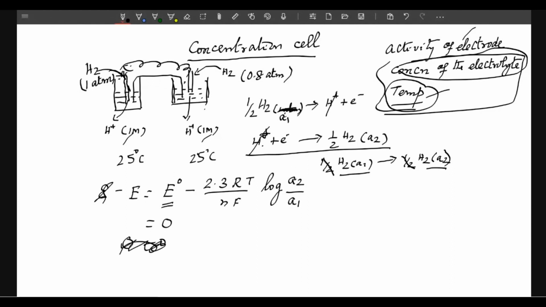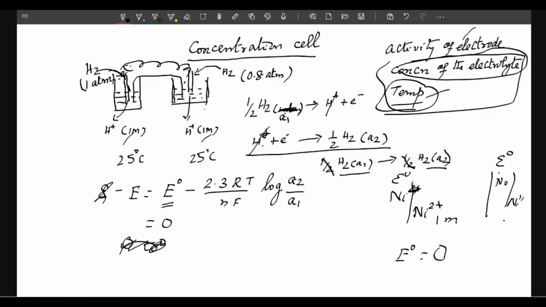Here, instead of hydrogen, if you take a nickel rod on one side, dipped in 1 molar nickel 2 plus, and on the other side nickel dipped in 1 molar nickel 2 plus, its E naught values are the same. Therefore, the cell E naught would be equal to 0. Therefore, for a concentration cell, the E naught is always taken to be 0.